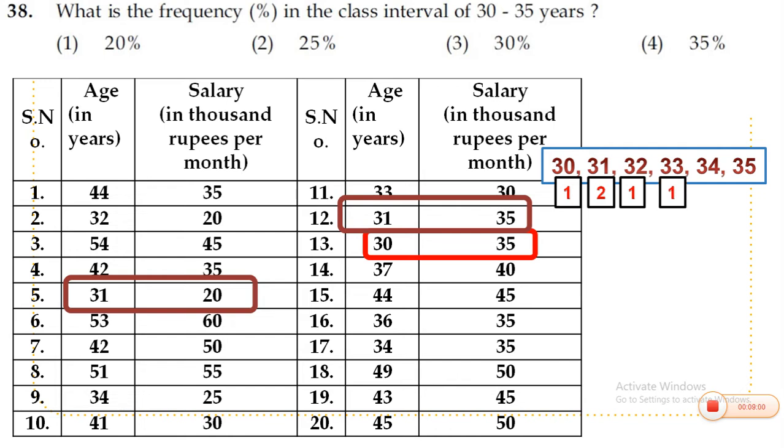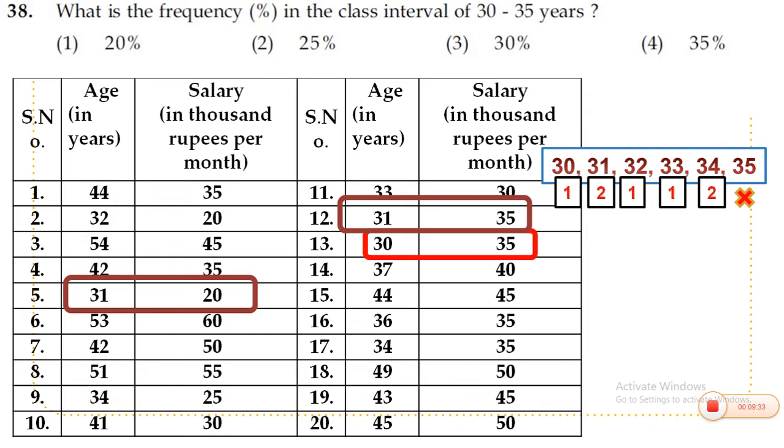And what about 33? It's also repeating only once, roll number 11 if you cross check. And what about 34? Yes, twice it is repeating, roll number 9 and roll number 17. So what is the frequency of 35? Nowhere in this box can you find 35, so the frequency of 35 is 0. So we find that from the interval 30 to 35, some ages are repeating and some are not repeating. Some are repeating twice.